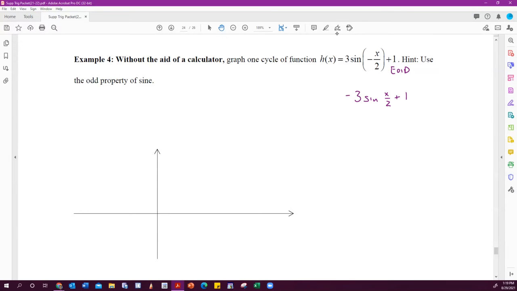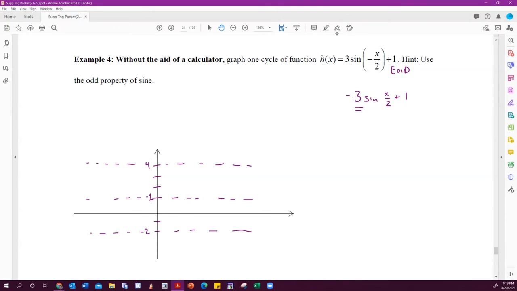And when I draw a graph of this object, then I see a vertical shift of up 1. So there's my up 1. I see a vertical stretch factor of 3. So I'm going to go from 1, I'm going to go 1, 2, 3, 4, 0, -1, -2. I'm just drawing these in as guidelines to sort of help me.